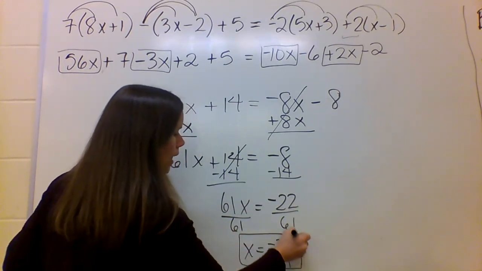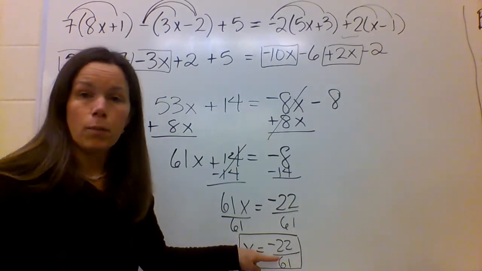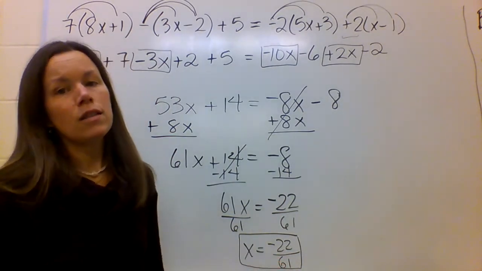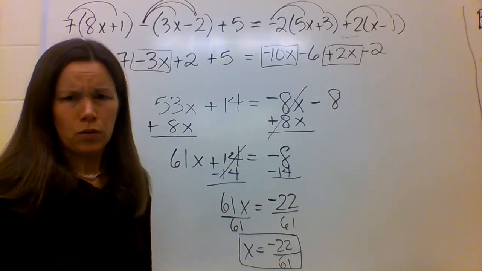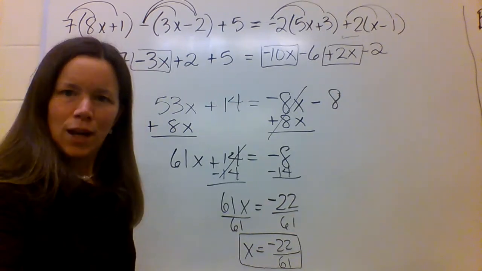Now, I would check that. I'm going to check this before I put a box around it to make sure I can reduce it. 61 is prime, so there's no reducing here. All right? Fun times with equations.